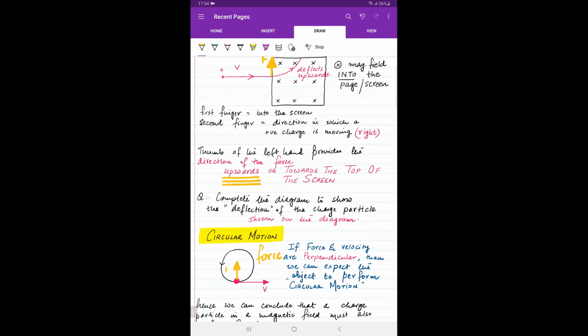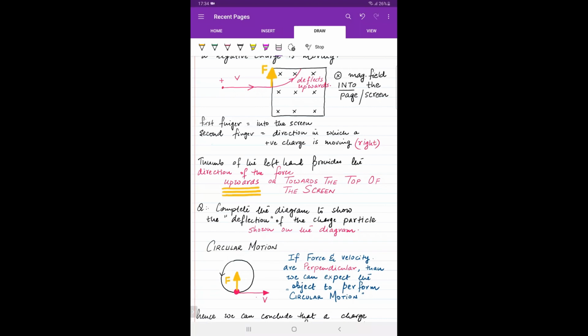Now compare the two diagrams. The diagram for the circular motion and the diagram for the magnetic field. And try to recognize कि दोनों diagrams में आपको क्या similarity नजर आ रही है. And I'm sure आ रही होगी. इसको भी देखिएगा, इसको भी देखिएगा.